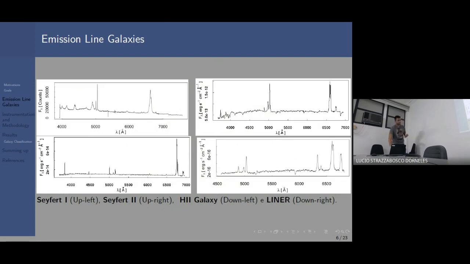And here we have low ionization nuclear emission regions, which have a lower source of energy to ionize this gas, and show lines that need a little less potential to ionize, like neutral oxygen and sulfur II here.